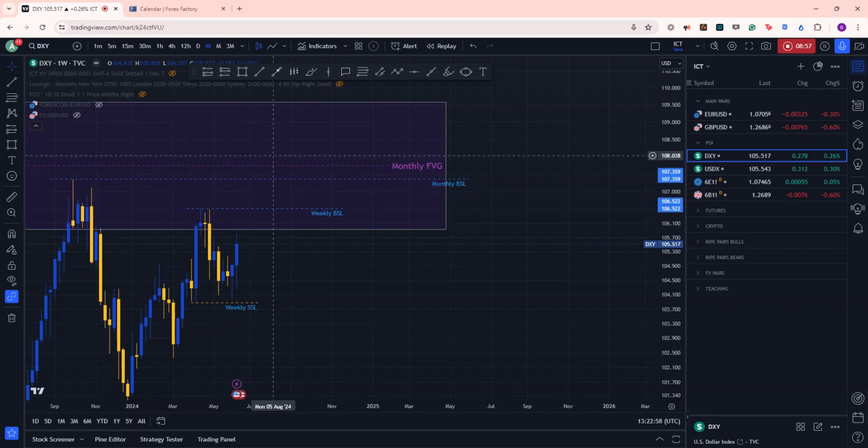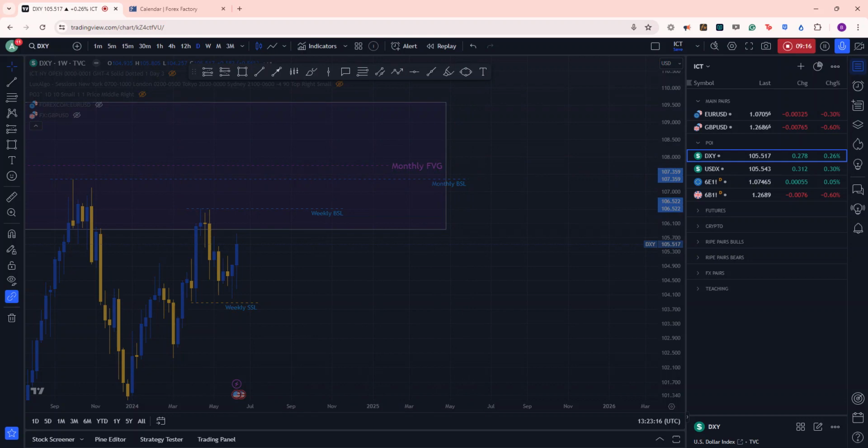So I'm bullish dollar. I'm still bullish dollar. My final expectation is for price to take out the monthly buy side here. That's my final expectation for price to take out the monthly buy side here.